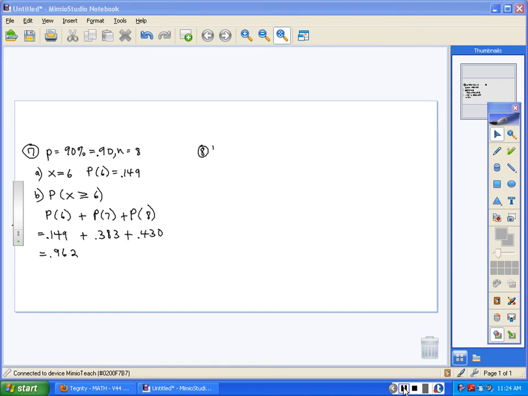N is 64. And then it says, and there is a 4% rate of defects. So that's our P. And 4% is equal to 0.04, not 0.4, 0.04. Be careful on that one. And we're also going to need Q. And Q is 1 minus 0.04, which is 0.96.